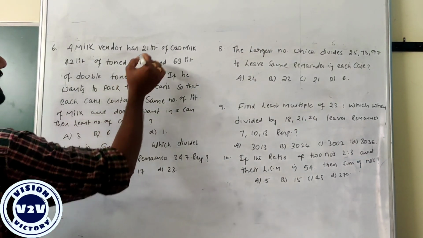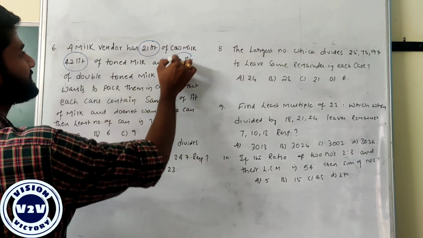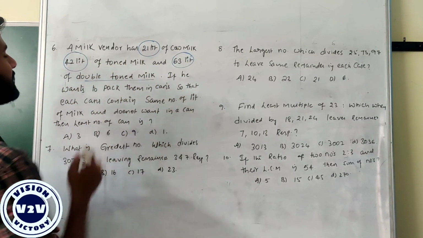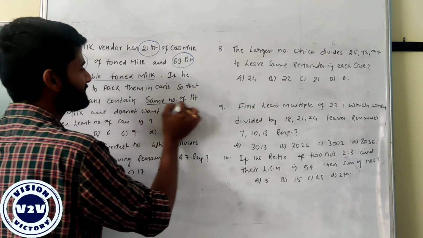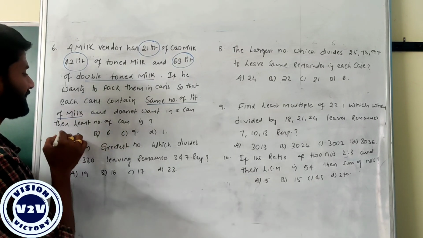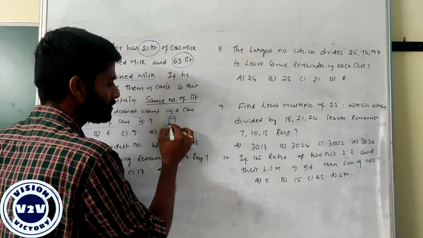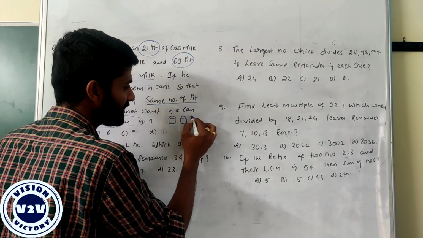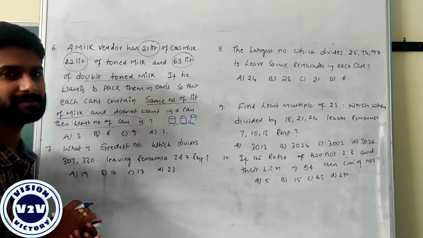A milk vendor has 21 liters of cow milk, 42 liters of toned milk and 63 liters of double toned milk. If he wants to pack them in cans so that each can contains the same number of liters of milk and does not want to mix them, find the least number of cans. See, if you want to go with the least number of cans, for example, here this is a can, this is a can and this is a can. For example, we have 3 cans.